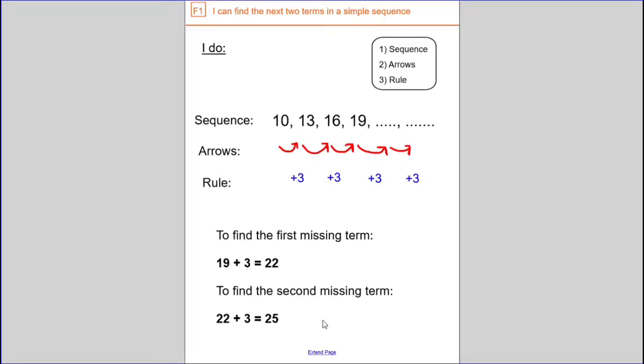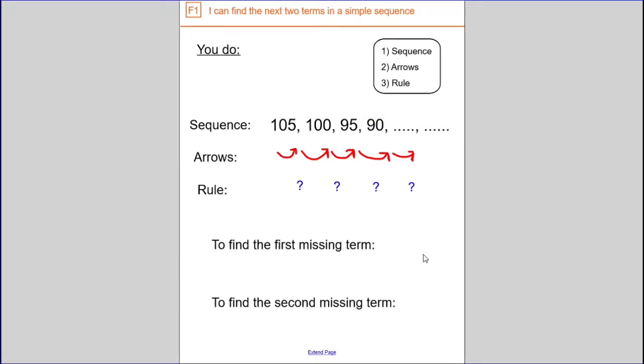To find the second term, it would be the previous term, which was 22, that we just found together. So 22 add the 3, which is our term-to-term rule, would be 25. Then once we've found both these numbers, we can take a note of it. So the first gap would be 22 and the second gap would be 25. So remember, the 22 would be our 5th term and the 25 would be our 6th term. Have a go at this question and pause the video here.